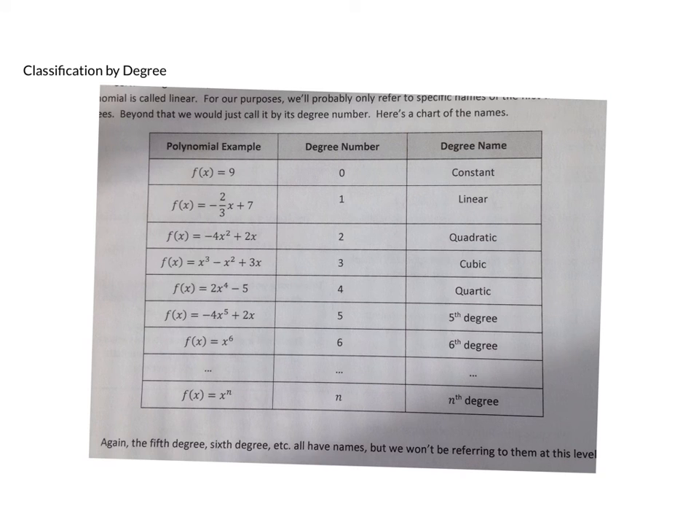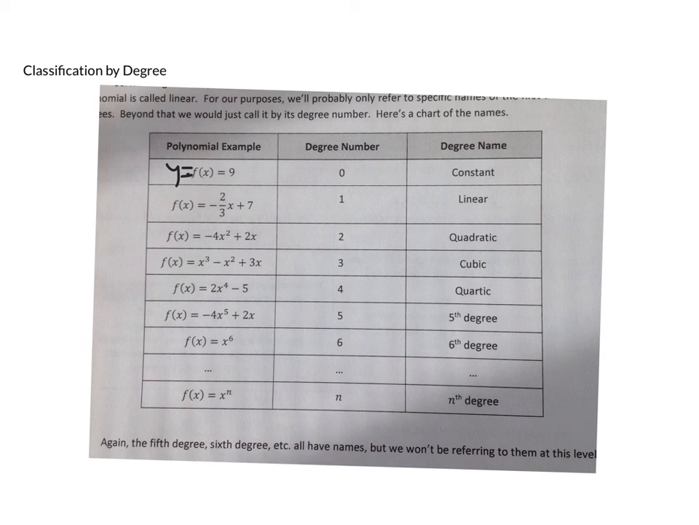These are the notes on polynomials. This is classification by degree. There will be two charts that you're going to get down on your graph paper, and we're not going to copy everything down here. So they give you an example, the degree number, and the degree name. So remember, f of x is the same thing as y equals. So this is the same as if it was y equals.